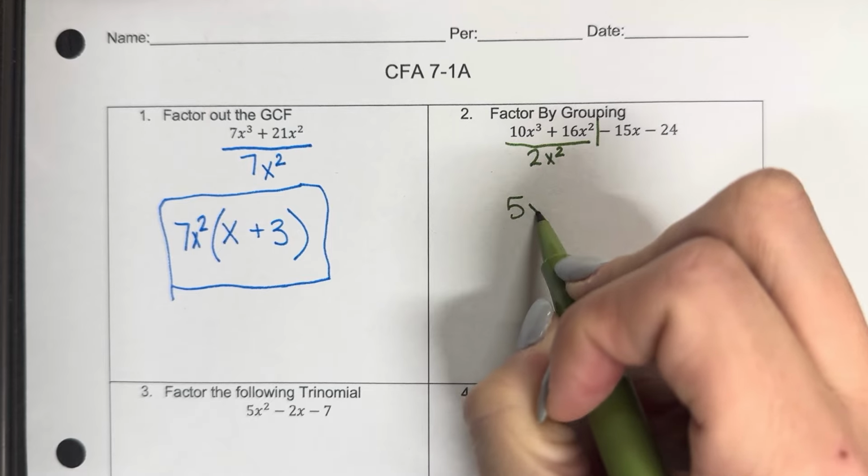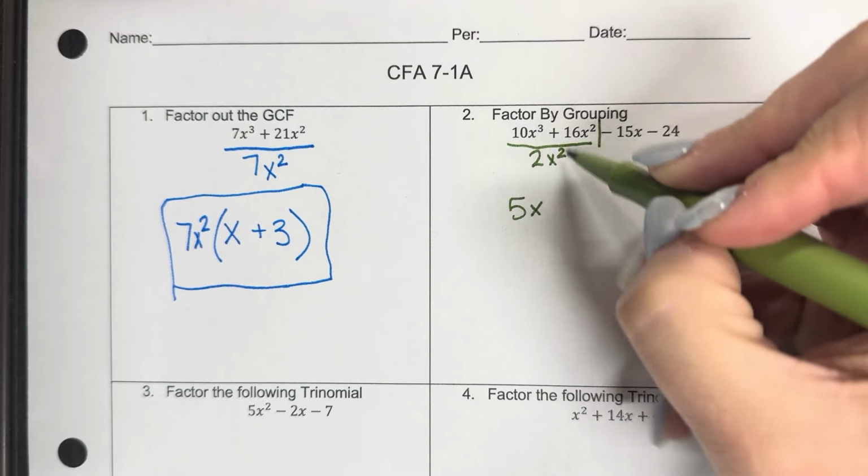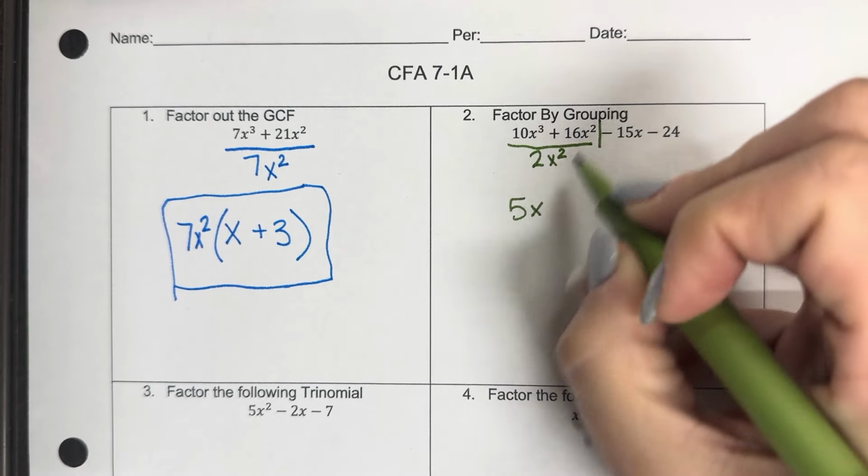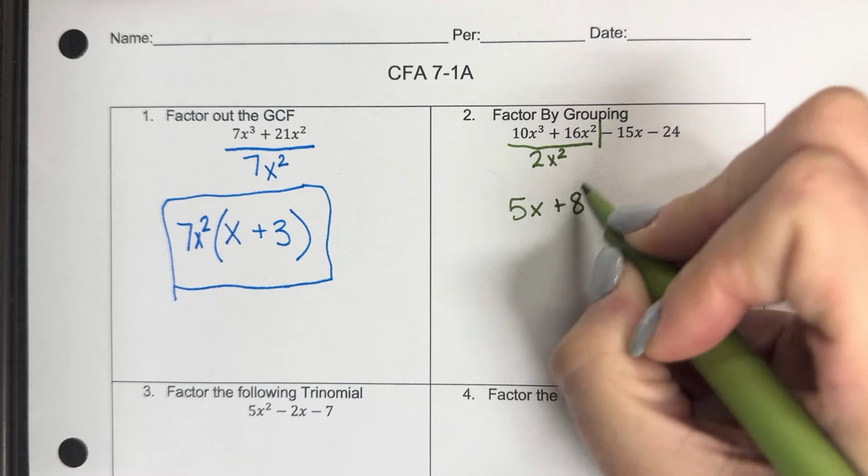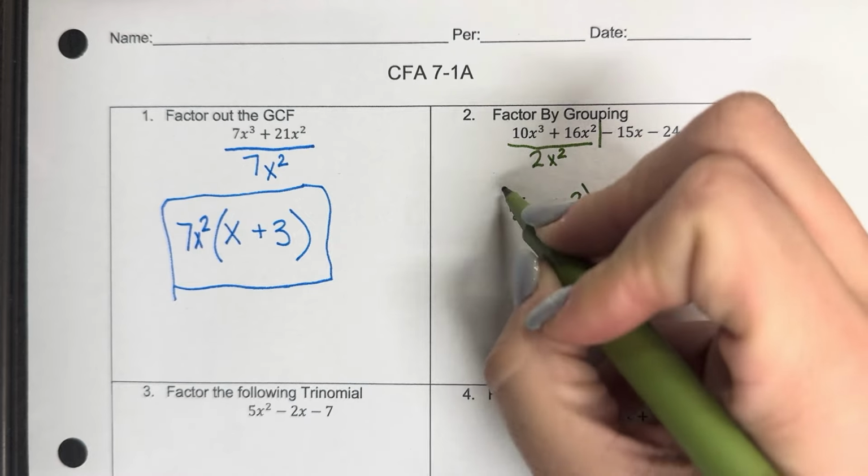So when I divide that out, that will be a 2x squared. 10 divided by 2 is 5. There were 3. I'm taking away 2. I'm left with 1. 16 divided by 2 is 8. There were 2. I'm taking away 2. There's no x's left.